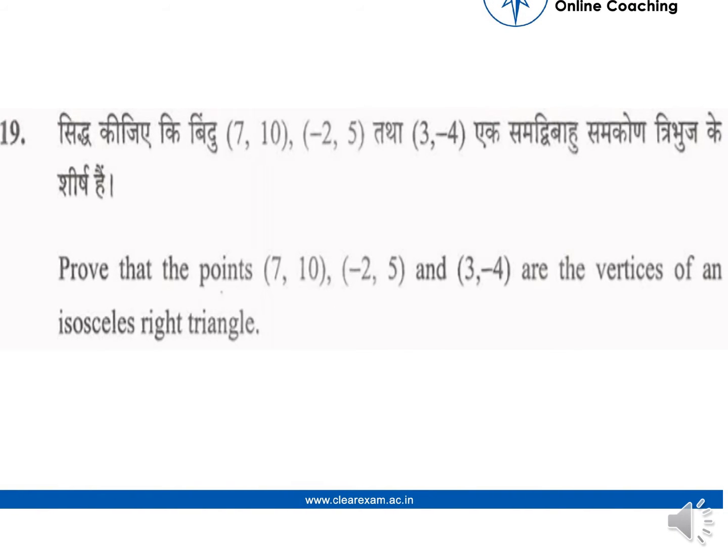Okay, so we have to prove that these points are the vertices of an isosceles triangle. In order to do that, we can name these vertices A, B and C. An isosceles triangle has two similar sides and one larger side. So we need to prove that these are the vertices of that isosceles triangle, A, B and C.